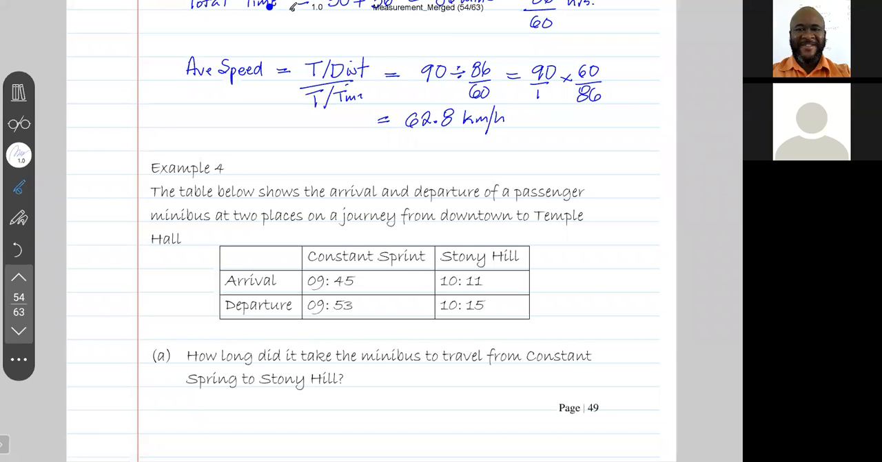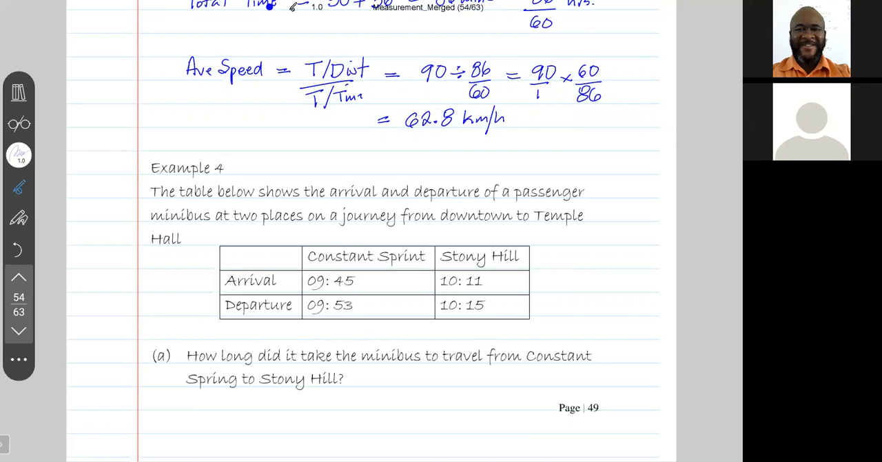All right, so example 4. Example 4 says the table below shows the arrival and departure of a passenger minibus at 2 places on a journey from downtown to Temple Hall. So this bus is going from downtown to Temple Hall, and there are 2 places along the journey: Constant Spring and Stony Hill.